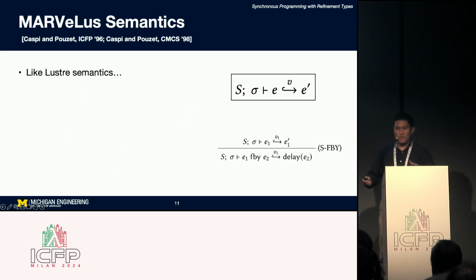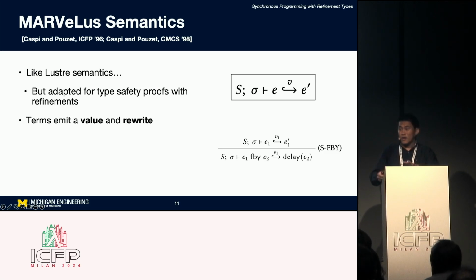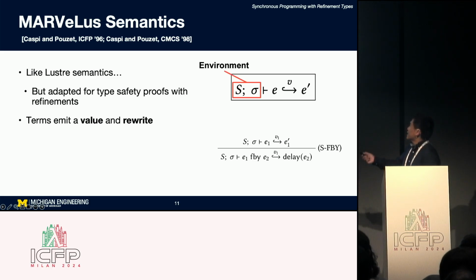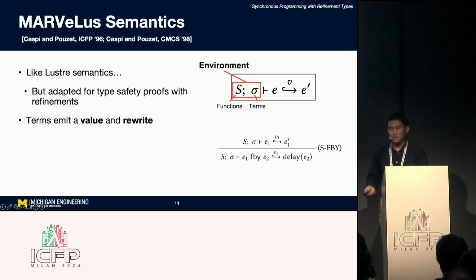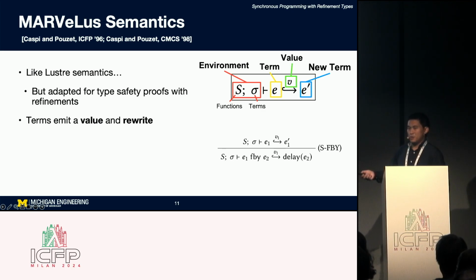Now, the semantics here are very similar to the standard semantics of Lustre. They're all stream-based semantics, but we had to adapt them a little bit to make our type safety proof syntactic. They look a little similar to the small-step semantics you might have seen before, but these are actually completely different. When you have a term e, it emits a value and then rewrites itself for the next time step. So our semantic judgment shows that in some environment, which we've divided into a separate component for functions and another component for term variables, an expression e first emits a value and then rewrites itself to a new term.